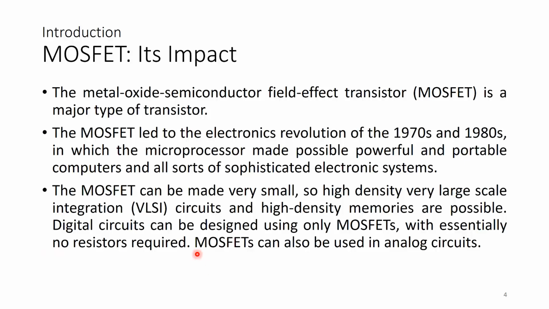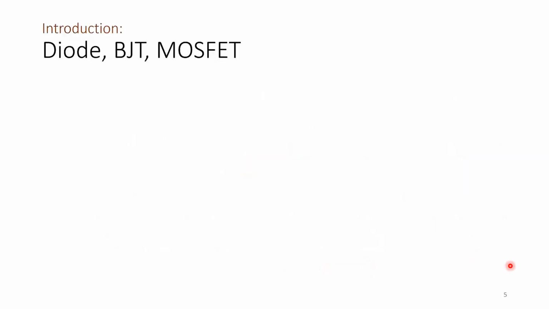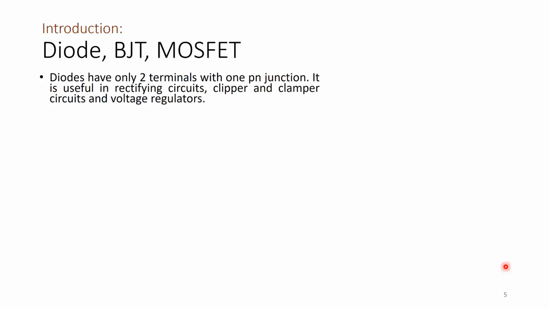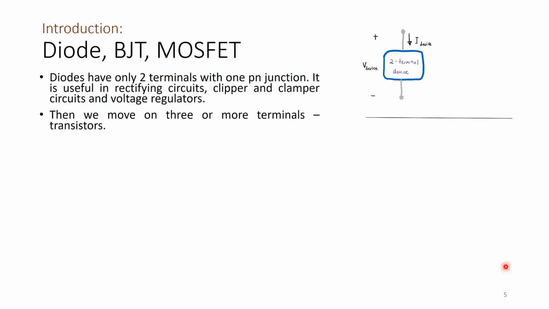Okay? So MOSFETs can also be used in analog circuits, and that's why we have MOSFETs in the syllabus of ELE424. So just going through the flow of diode and then BJT and then MOSFET, just so that you see what the overall flow is. Diodes have only two terminals with one PN junction. It is useful in rectifying circuits, clipper and clamper circuits, and voltage regulators. We know that. Then we moved on to transistors with three or more terminals.